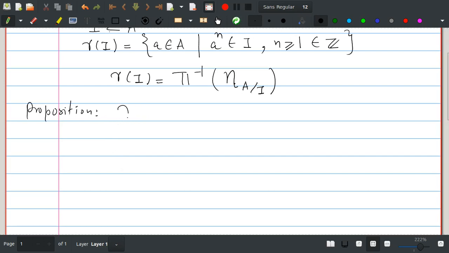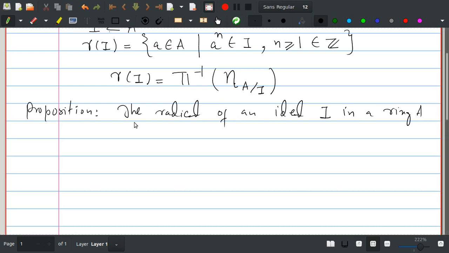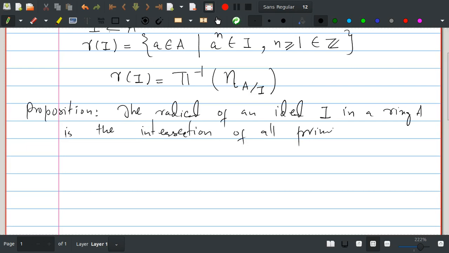So the radical of an ideal I in a ring A is the intersection of all prime ideals in A that contain I. Now let us prove this.